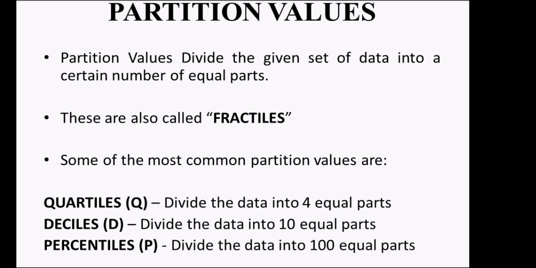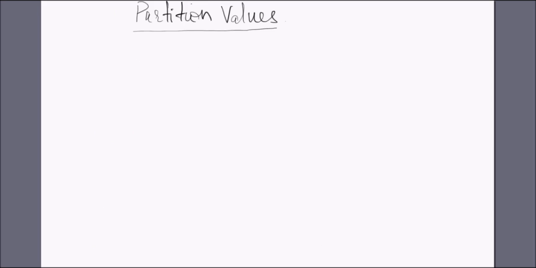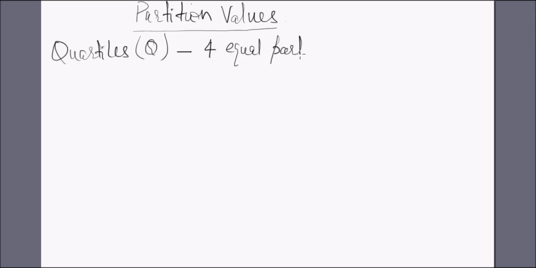So let's see how to calculate the various measures of partition values. Basically, we will see the three different types of partition values, starting with quartiles, which divides the data into 4 equal parts. Thereafter, we will see percentiles and of course deciles.